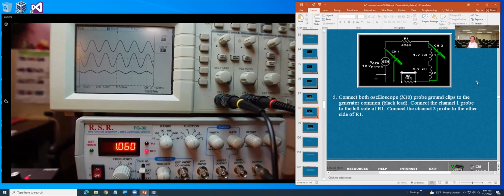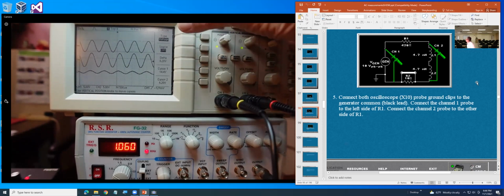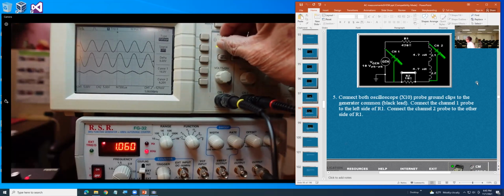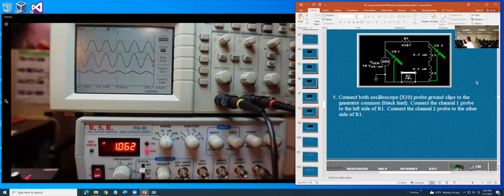Okay? So now I need to turn that one to the voltage. So voltage, that is cursor on the top, and that will be cursor on the bottom. Okay. Then you read the delta right here. 8.2 volt. So that means you can measure the voltage across the resistor.